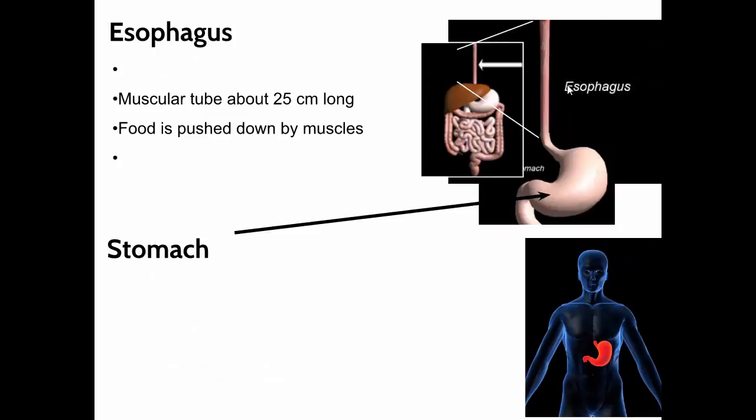After chewing up your food, after your saliva starts breaking it down, the next step along the digestive system is to swallow the food. Swallowing food brings it through what we call our esophagus. The esophagus is basically a muscular tube in the back of your mouth. It starts at the back of your mouth and leads into your stomach. It's about 25 centimeters long or so.